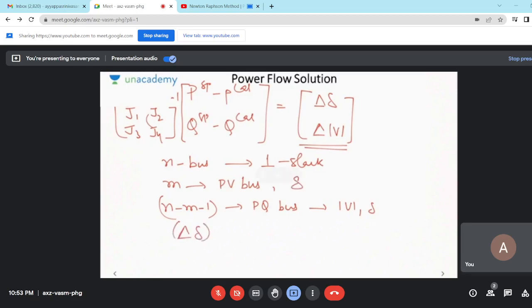So delta delta will have the size of how much? Delta delta will be n minus 1, because we want to update it for n minus 1 buses. And delta mod V will be n minus m minus 1, because we do not wish to update it for the PV buses.